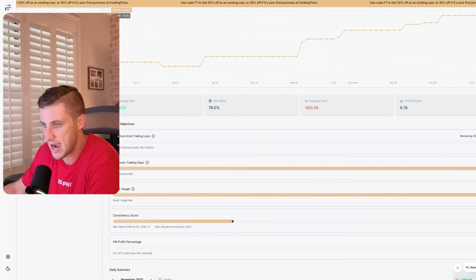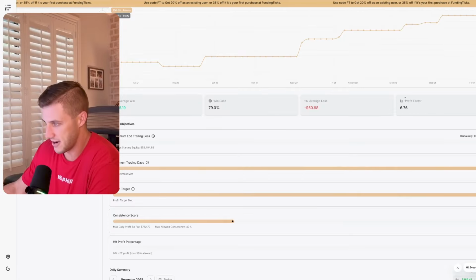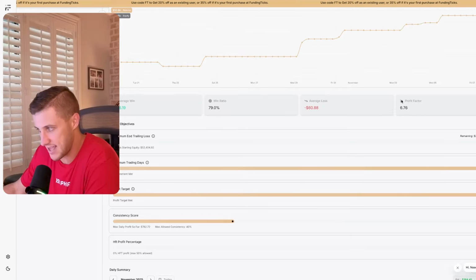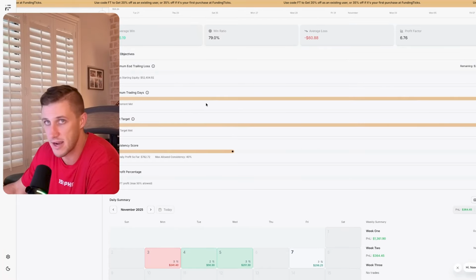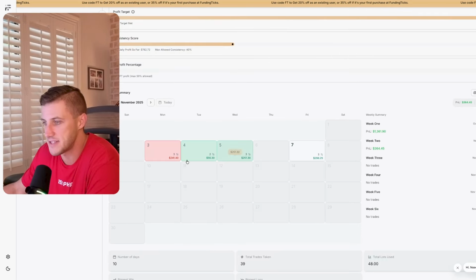What else can we look at here? Average win, $100. Win ratio, 79%. Average loss, $60. Profit factor, 6.7. That's huge. So minimum trading days, we're there. We passed that. Profit target, we're there. We passed that. Here's the calendar.